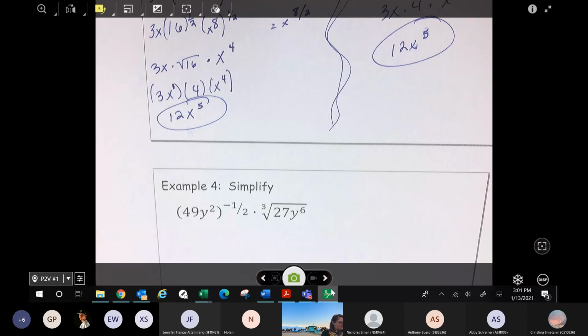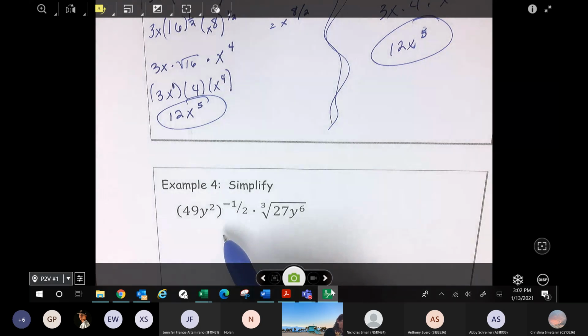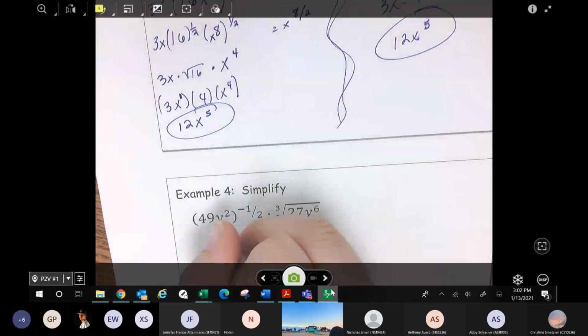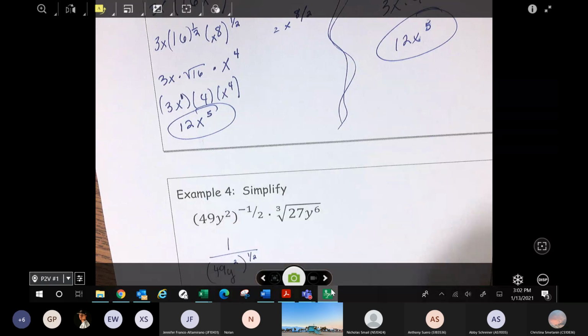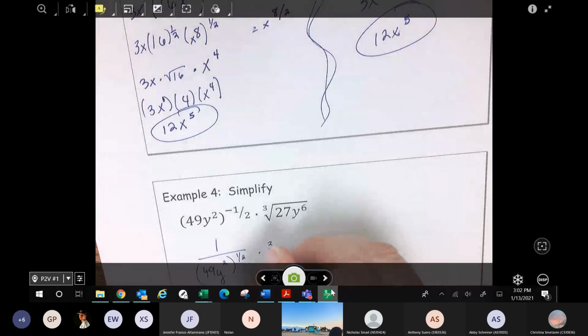All right, so the first thing I want to do is get rid of that negative. With negative exponents, you're going to take the same thing, whatever it is, and put it on the other side of the fraction. So this is going to turn into 1/49 y squared, all raised to 1/2. And then this is going to stay the same. So this is going to be the cube root of 27 y to the 6th.